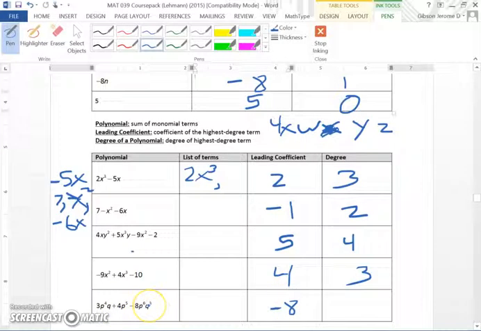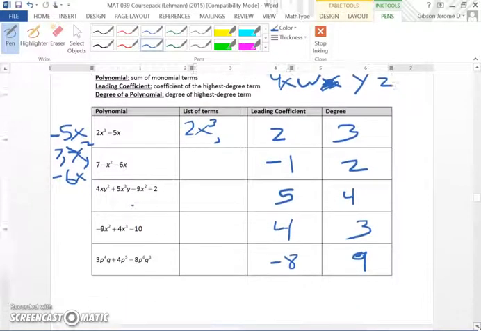Now, the degree of this polynomial would be 9. The degree would be 9, because we add these exponents. Now, we scroll down here.